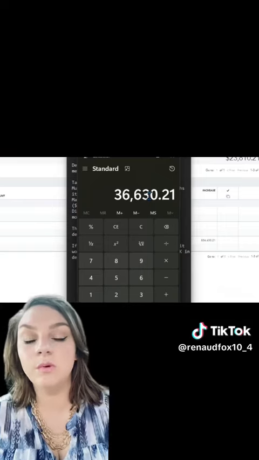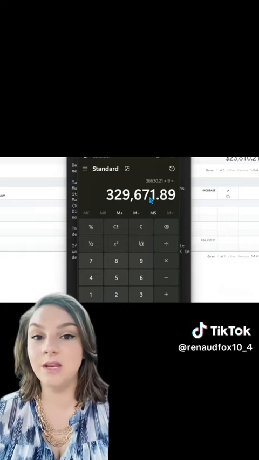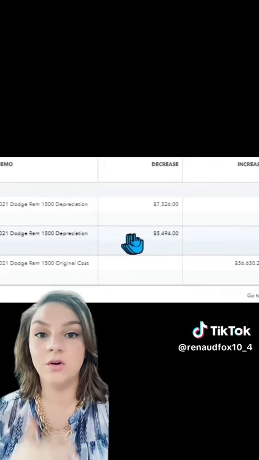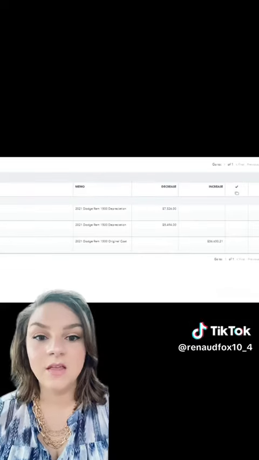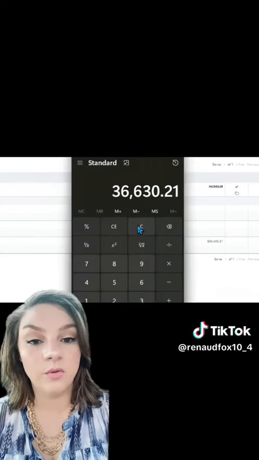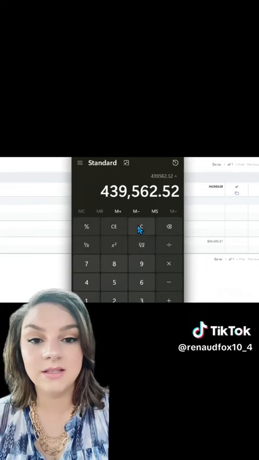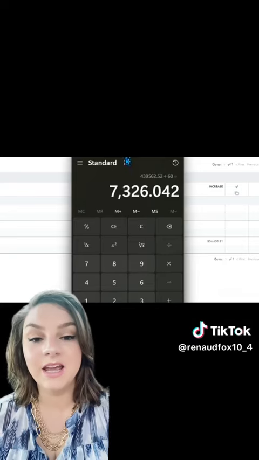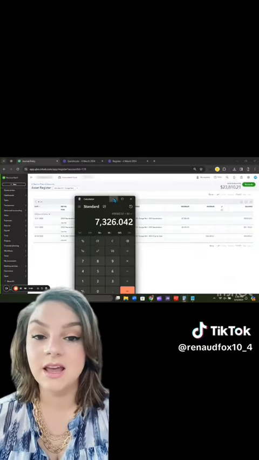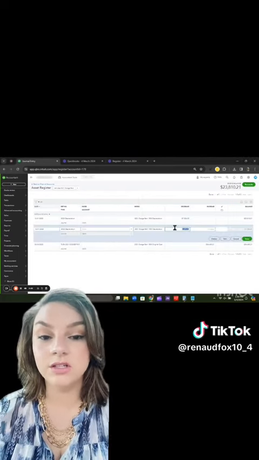So what we want to do is we want to multiply that by 9 because that's how many months we had it. And then we divide it by 60 because that's 5 years, so 5 times 12 months. Then you would get that amount right there, 5494. So then to just do it for the actual year, you take the original price, multiply it by 12, divide it by 60, you will get the price for that full year, which is 7,326. And you do that for the full 5 years.